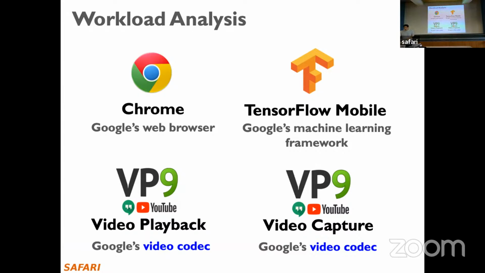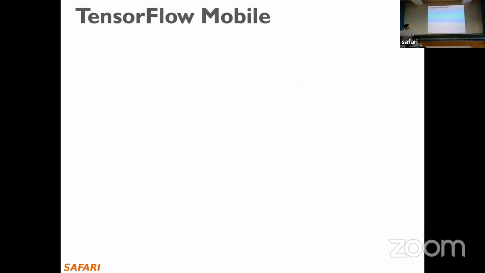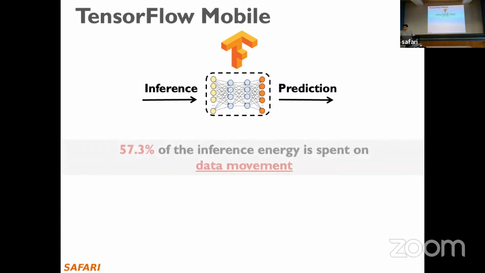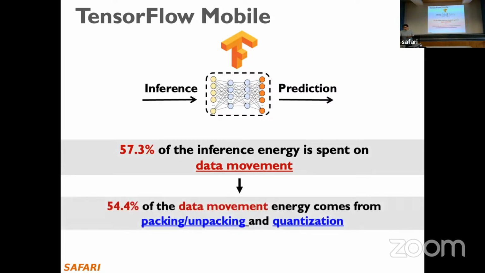As I said, these are the workloads that are considered in this work. The first one that we talk about is TensorFlow Mobile. TensorFlow Mobile is used in these consumer devices for neural network inference. As you see, you input some image, for example, and obtain a certain prediction. It was measured in this work that 57.3% of the inference energy is spent on data movement, and 54% of the data movement energy comes from two operations: packing and unpacking, and quantization. They are pretty simple operations, but they require a lot of data movement.